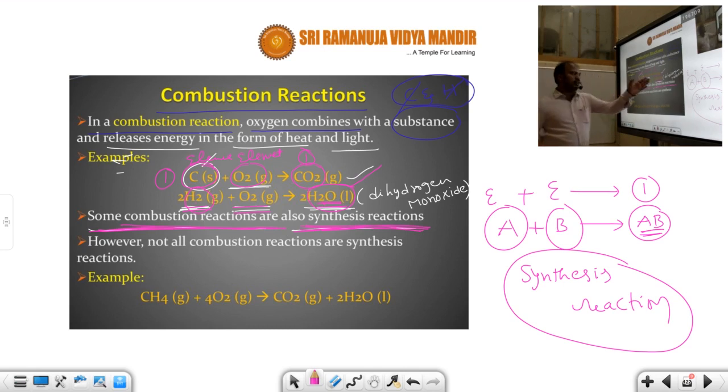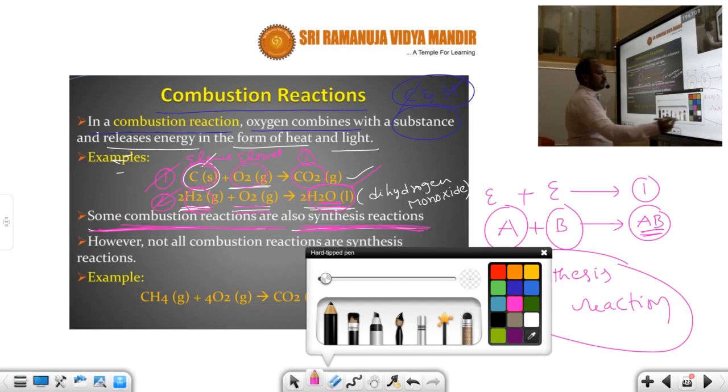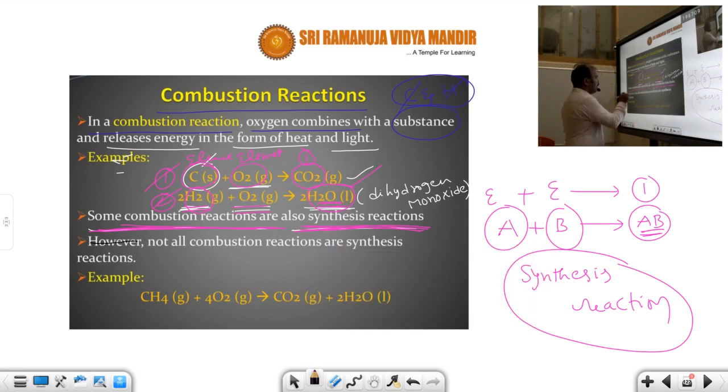The formation of carbon dioxide from its constituent elements and the formation of water from its constituent elements are both examples of which? Combustion reactions as well as synthesis reactions. But don't forget one thing: not all combustion reactions are synthesis reactions.